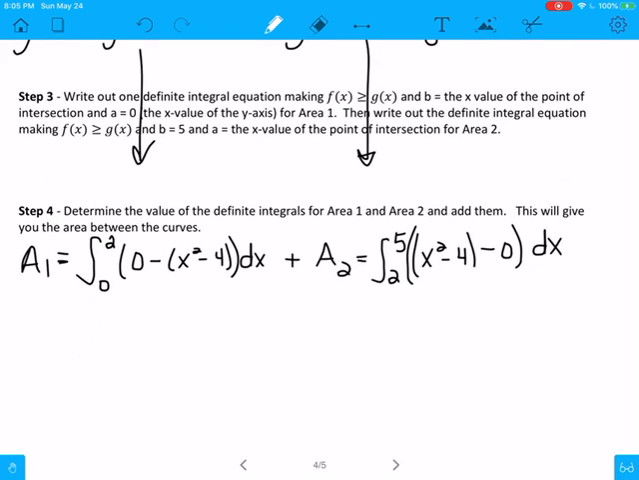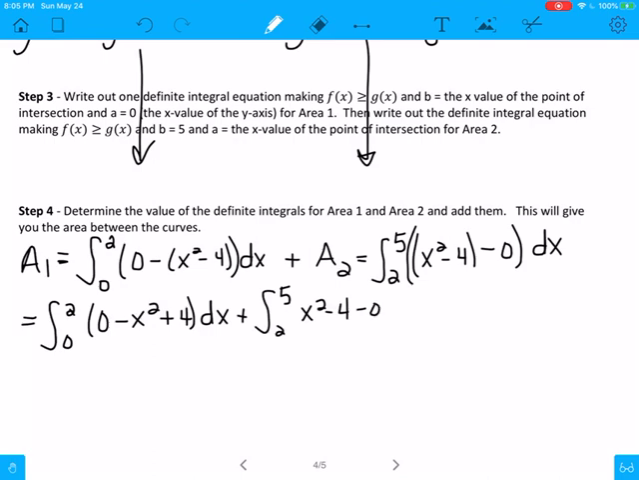So here, technically you can put them together then. So I'm going to get the integral from 0 to 2 of 0 minus x squared plus 4 dx, plus the integral from 2 to 5 of x squared minus 4 minus 0 dx. So when I go to do the integral of it, the 0 doesn't matter. It's just gone, right? These zeros are gone, minusing 0. If you forget to go 0 minus the x squared minus 4, you're going to have the wrong signs, because it becomes negative x squared plus 4, right?